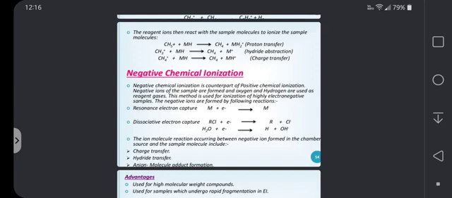In this video, we have seen some applications, how the ionization chamber works, and the types of ionization, positive chemical ionization and negative chemical ionization. Elaborately, we have dealt with positive chemical ionization. In the next video, we will continue the other part of mass spectrometry, that is, we will continue from negative chemical ionization.